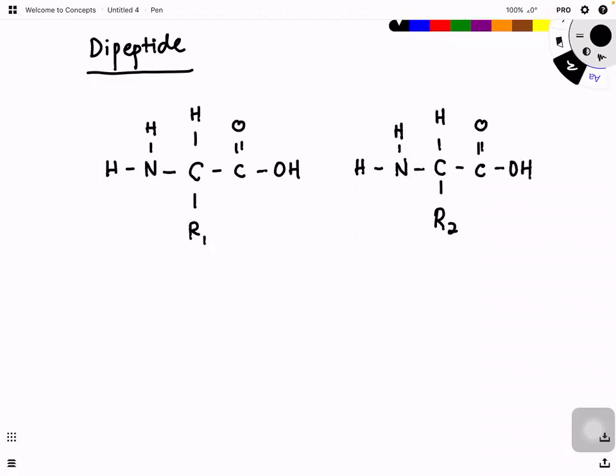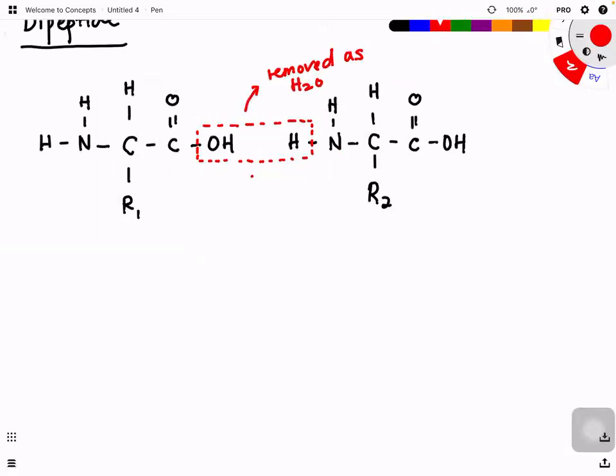COOH, carboxylic acid. In the formation of this peptide bond, the carboxylic acid donates the OH group and the amine group donates the hydrogen atom. So this part will be removed as a water molecule. We say remove as H2O. So what we have here is the condensation process, and then we get this molecule here.